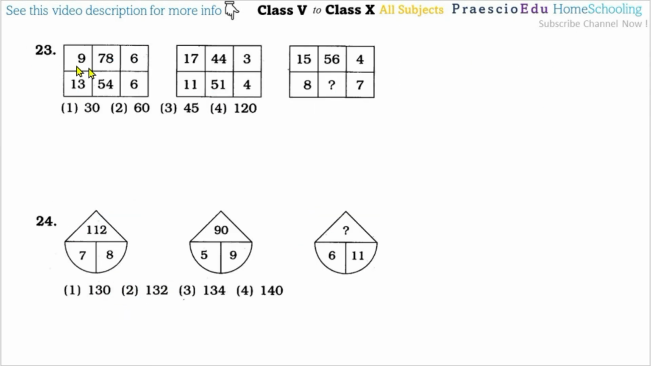Now question number 23. This 9 and the last number 6. If we make the product of this one, we are getting this 54. Likewise this 13 and this 6, if we make the product of this one, we are getting 78. Means in a cross, the product number is present. Likewise 11 multiplied by this 4, we are getting 44. Then 17 multiplied by this 3, we are getting 51. So here 8 multiplied by 7, we are getting 56. So same, 15 multiplied by 4, we are getting the number 60.